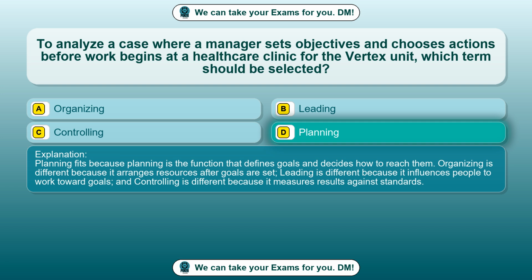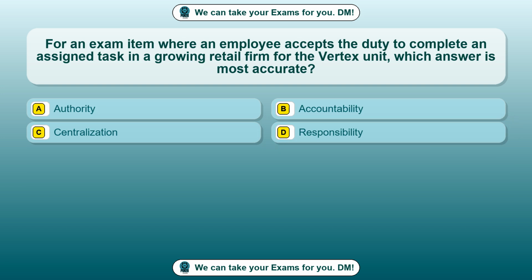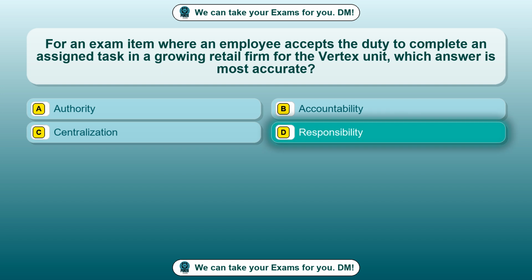Question 98. For an exam item where an employee accepts the duty to complete an assigned task in a growing retail firm for the Vertex unit, which answer is most accurate? Option A, authority. Option B, accountability. Option C, centralization. Option D, responsibility. The correct answer is option D, responsibility.